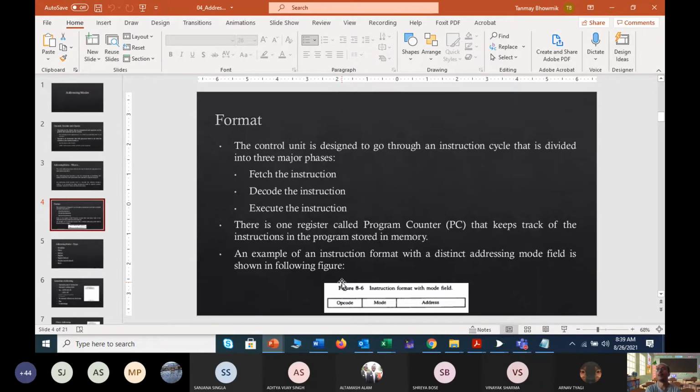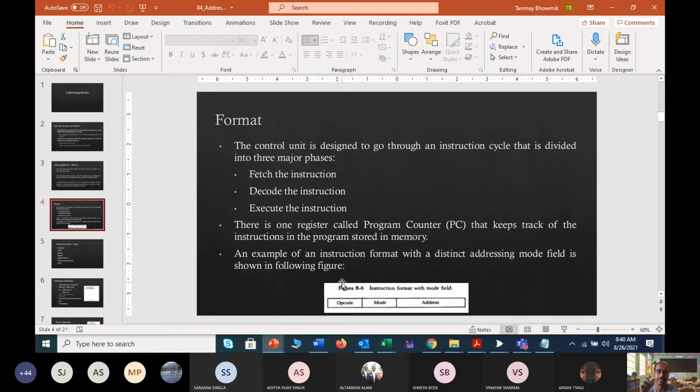Whenever you perform instructions, for example in your MIPS programming, you will find that sometimes you write the add instruction with the I, and sometimes you write the add instruction without I. Whenever you mention this I, it means it is immediate addressing. Now what is immediate addressing? That will also be discussed. So this type of mode is associated with your opcode: opcode first, then mode, then the address.